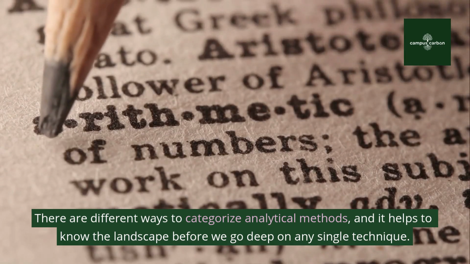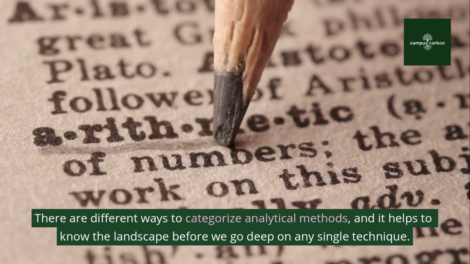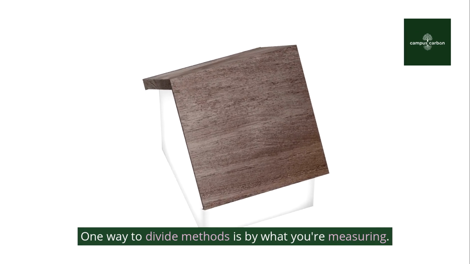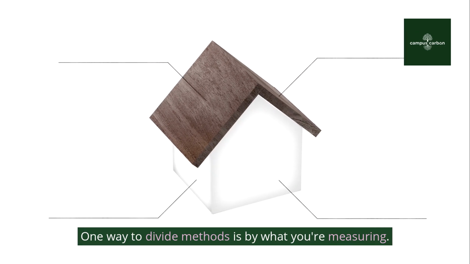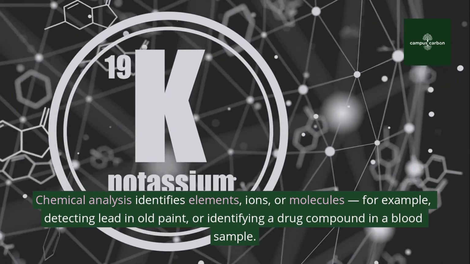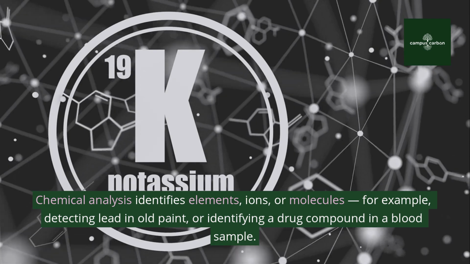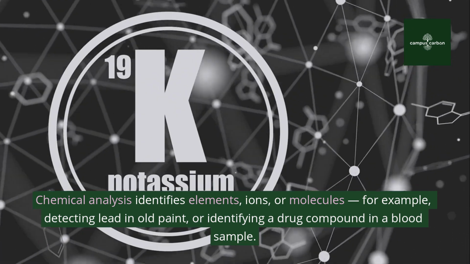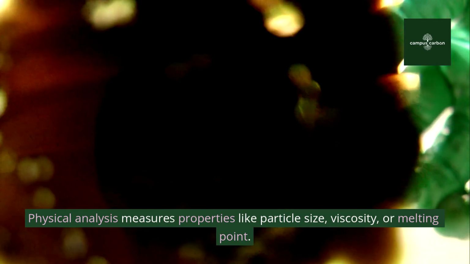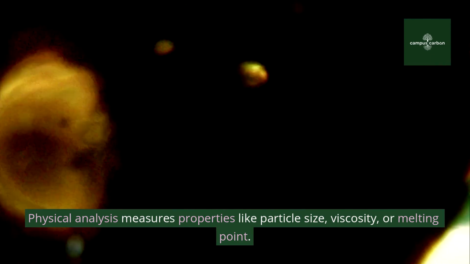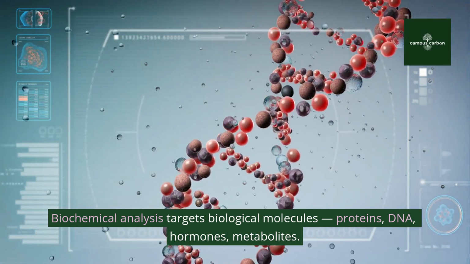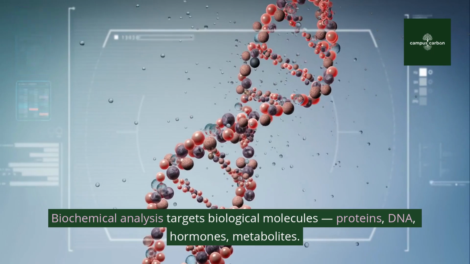There are different ways to categorize analytical methods, and it helps to know the landscape before we go deep on any single technique. One way to divide methods is by what you're measuring. Chemical analysis identifies elements, ions, or molecules, for example, detecting lead in old paint, or identifying a drug compound in a blood sample. Physical analysis measures properties like particle size, viscosity, or melting point. Biochemical analysis targets biological molecules, proteins, DNA, hormones, metabolites.